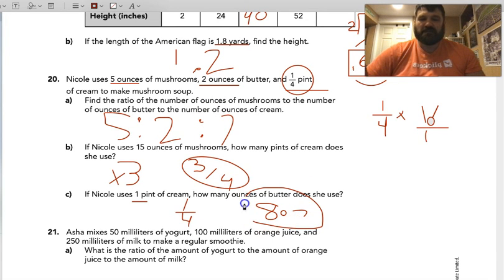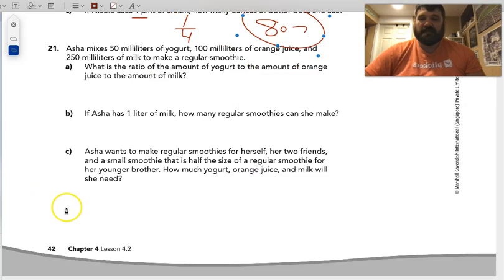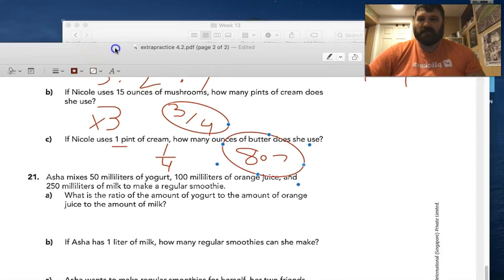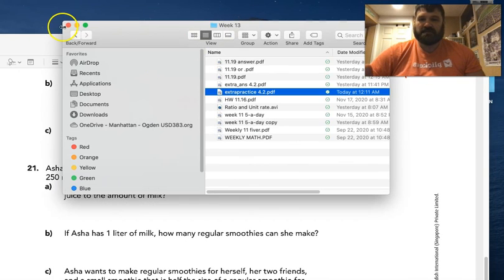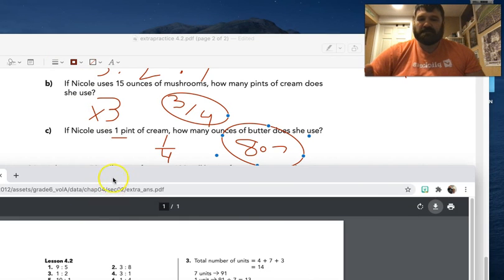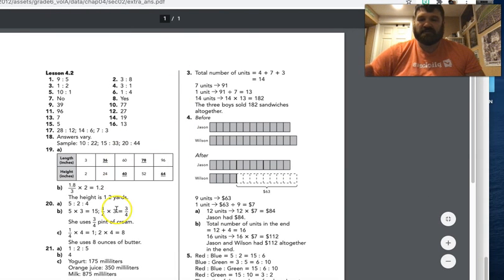Okay, really kind of fun math, honestly. I think you should be able to get 21 on your own. So go ahead and do that, and then I will throw the answer key up, and you can check the rest of your work.